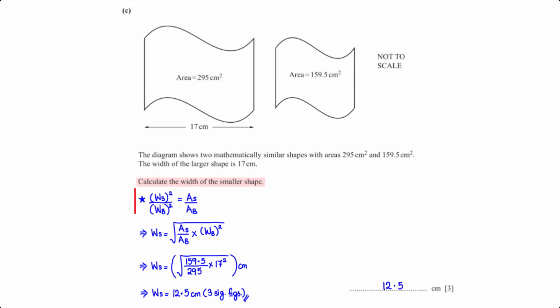Since we are dealing with similar shapes, the ratio of the areas of the shapes should be equal to the square of the ratio of their corresponding lengths. We want to find WS, which is the width of the smaller shape. So we make that the subject of the equation. AS is 159.5 cm squared, AB is 295 cm squared, and WB is 17 centimeters. When we type this into the calculator, we get 12.5 centimeters rounded to 3 significant figures.